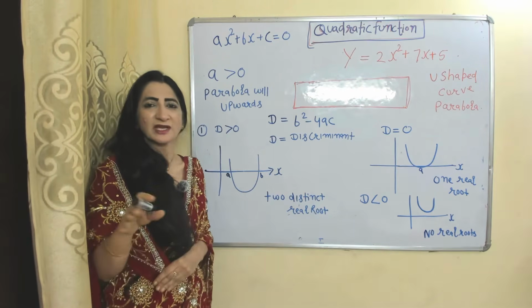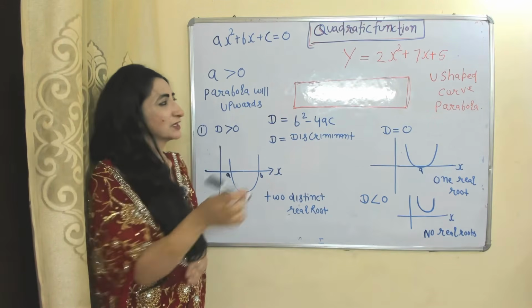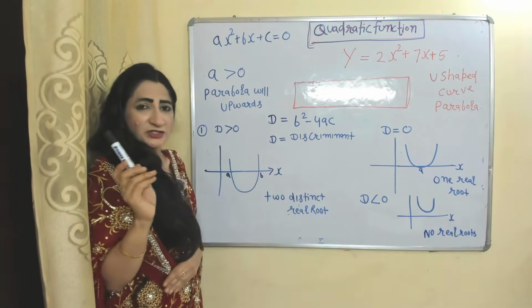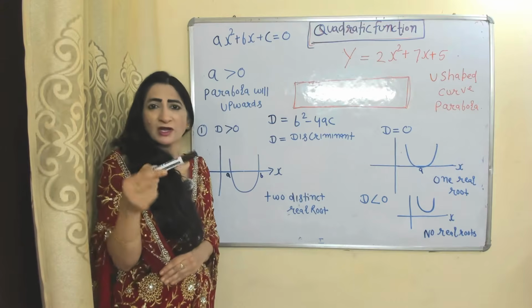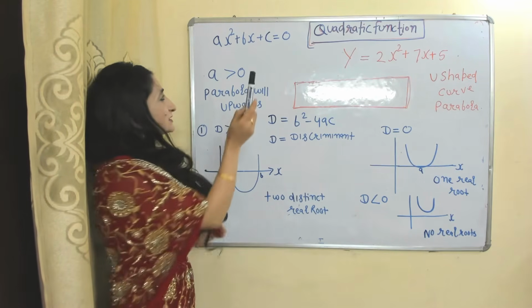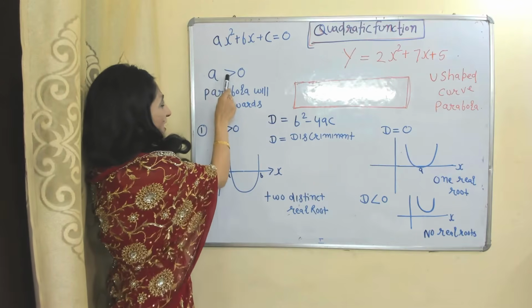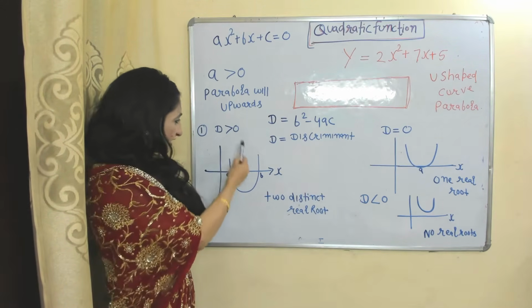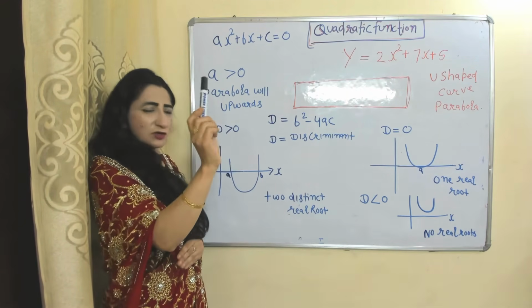Quadratic function. In the case of a quadratic function, the variable has highest power 2. Here you can see the x variable has highest power 2. The shape of the curve in a quadratic function is a U, which is called a parabola. This is the general equation of a quadratic function. First case, when a is more than 0. When a is more than 0, then in these three cases, the parabola will slope upward.